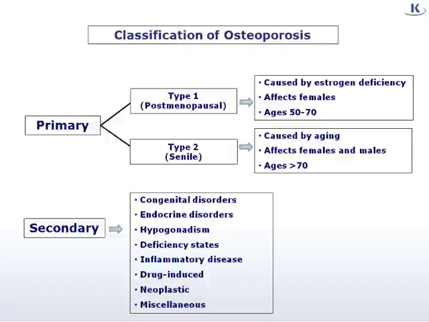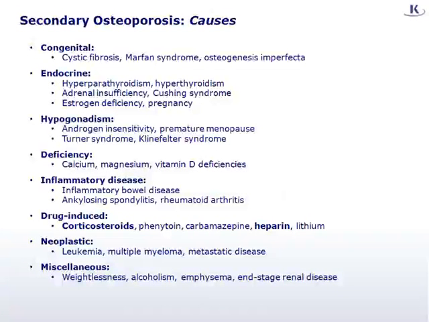There are many conditions known to cause secondary osteoporosis. Congenital disorders such as cystic fibrosis, Marfan syndrome, and osteogenesis imperfecta. Endocrine conditions such as hyperparathyroidism and hyperthyroidism, adrenal insufficiency, Cushing syndrome, estrogen deficiency, and pregnancy. Hypogonadic states such as androgen insensitivity, premature menopause, Turner syndrome, and Klinefelter syndrome. Deficiency states such as calcium, magnesium, and vitamin D deficiency.